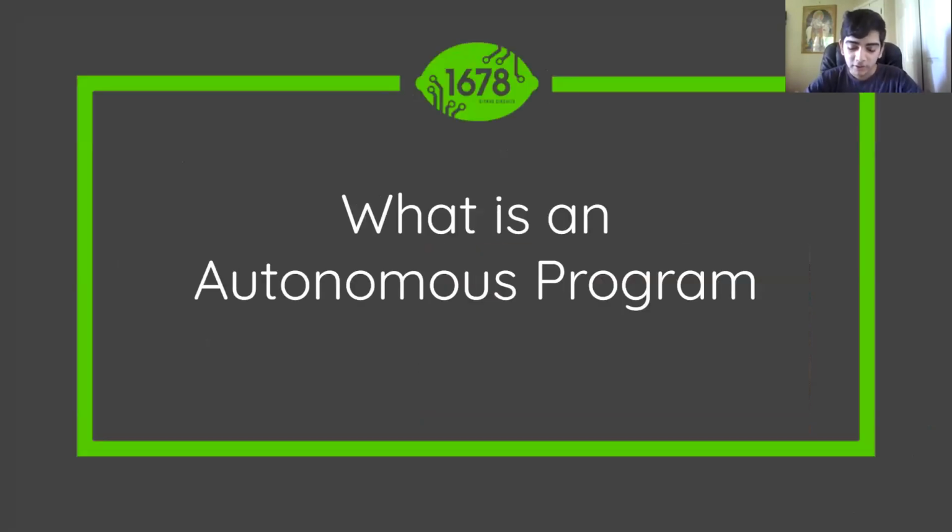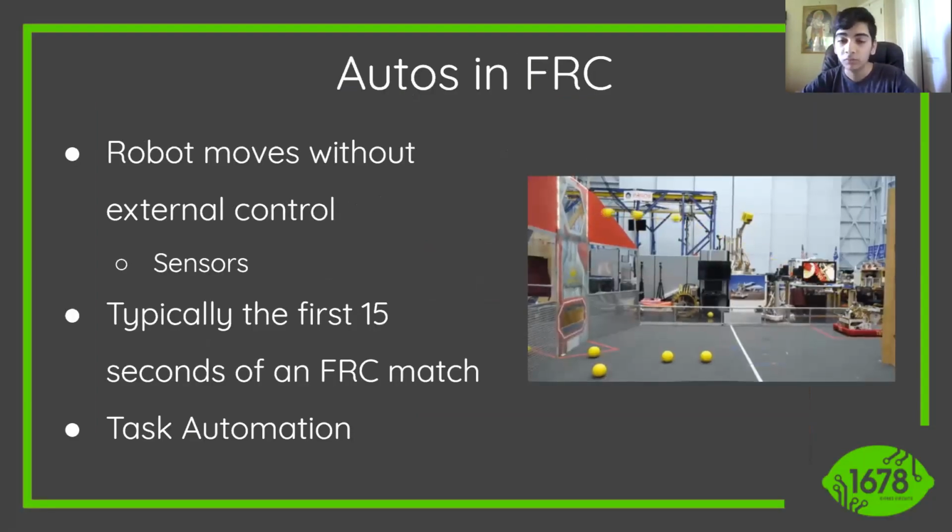All right, so what is an autonomous program? That is the first question to ask when we discuss auto development. Autos in FRC are where the robot moves without any external control. You don't have any driver, you don't have any operator. It is simply what you program on the robot to complete your point objectives in those first 15 seconds of an FRC match. That means throughout this entire 15-second period, you are entirely reliant upon sensors.